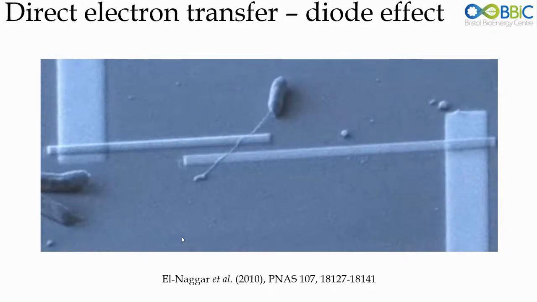They were able to see electrons coming down in one direction once the bacterium was able to transfer or conduct those electrons with the electrode surface, which is the substratum that the bacterium is sitting on.